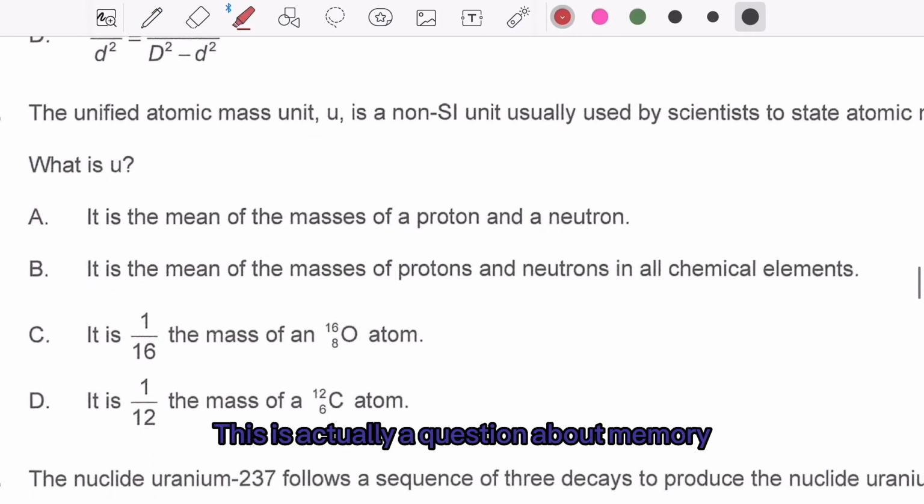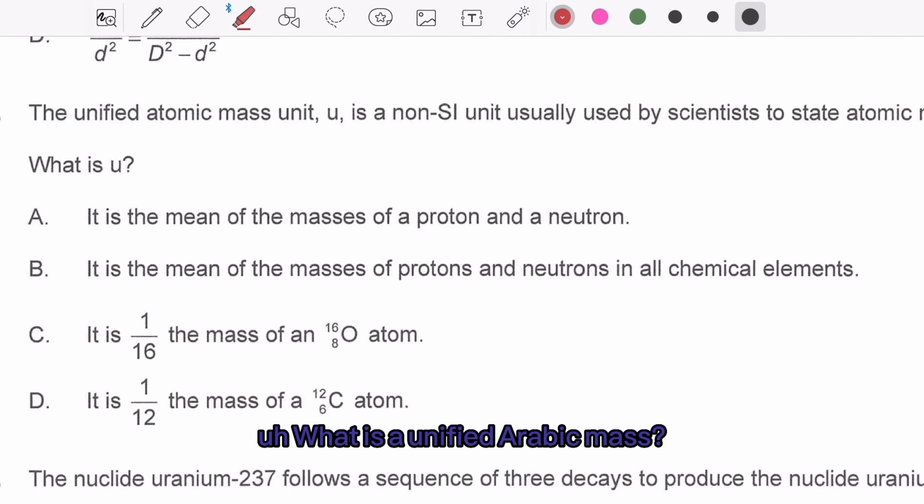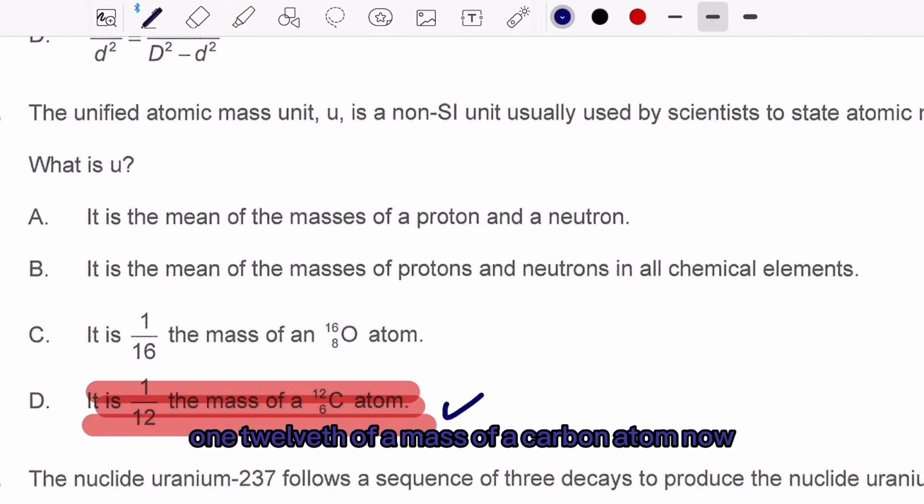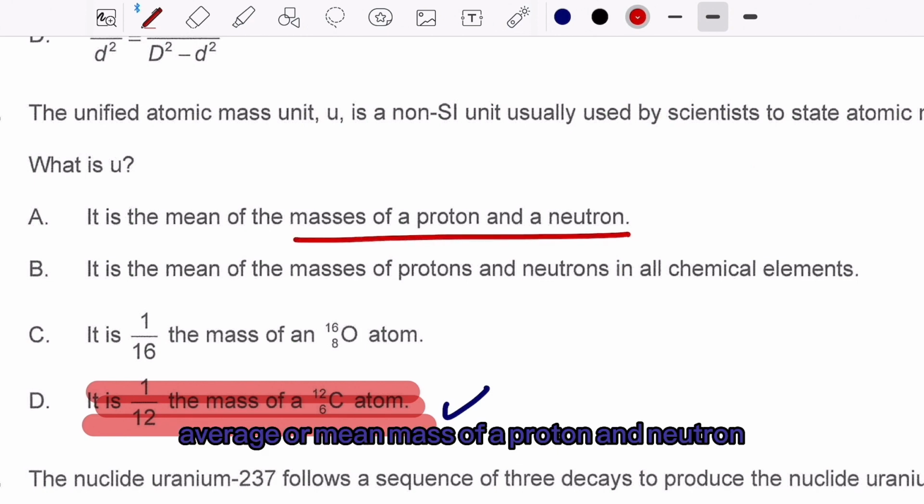This is actually a question about memory. What is a unified atomic mass? It is the mass of 1/12 of the mass of a carbon atom. Now sometimes the students think it is the average or mean mass of a proton and neutron.